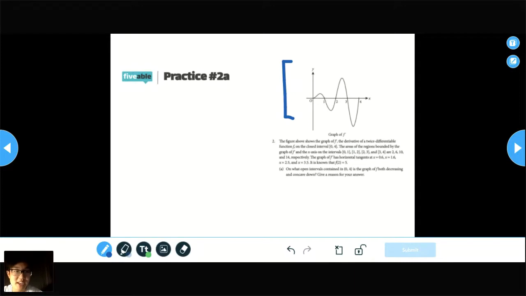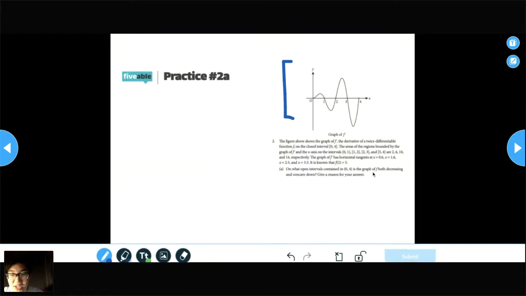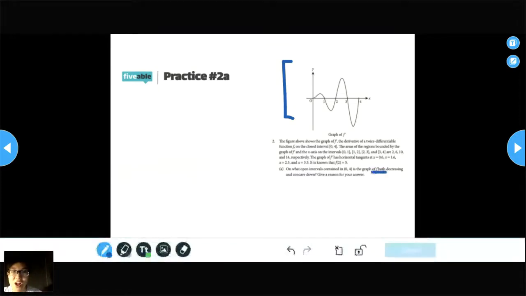You can simply just say, I changed my mind here. You should say the graph of f is decreasing because that's what they ask. It is the graph of f, not the graph of f prime, because look at the question. It says, in small font, is the graph of f both decreasing and concave down? We're not talking about f prime. So you were actually originally right.